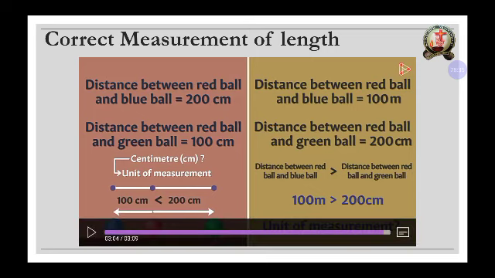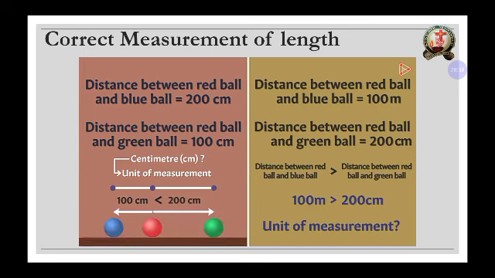Okay, so hope you guys have understood how to correctly measure length. So how can we determine it? We can determine it only by using units of measurement. Whenever you are measuring, you should have one standard unit to measure. That standard unit comes from the SI units. So for measuring length, what is the standard unit? Meter. So you should use a meter scale or centimeter scale.